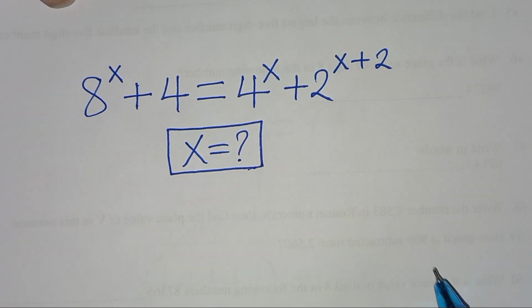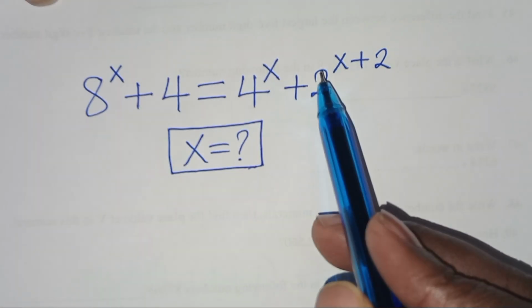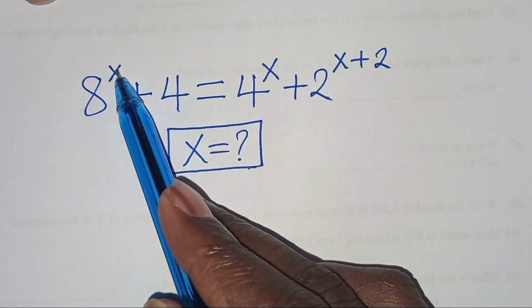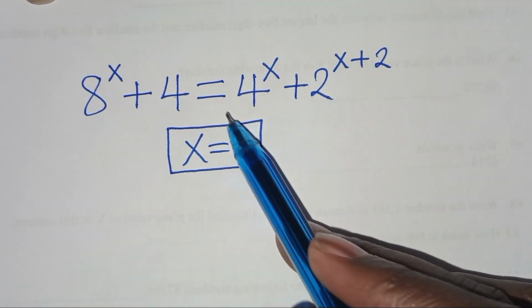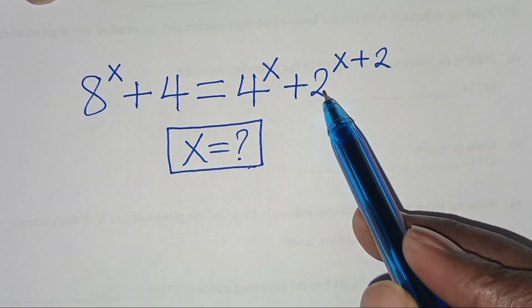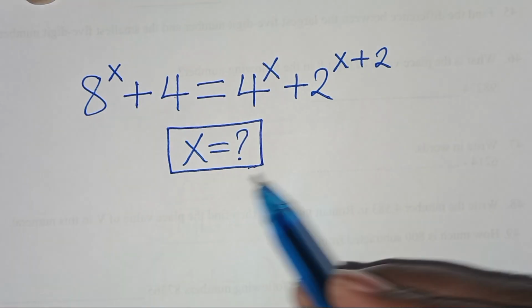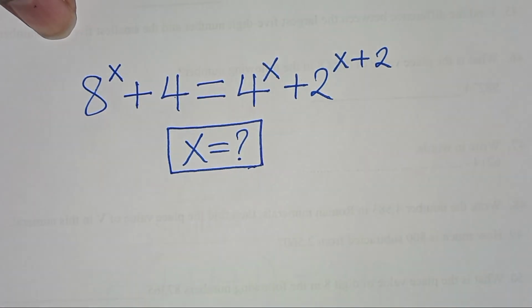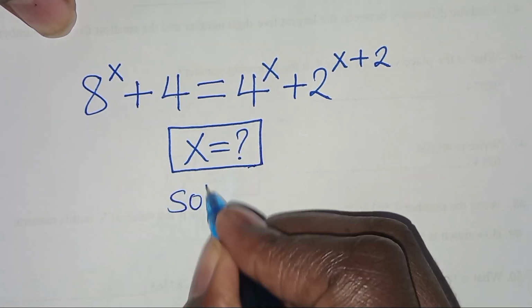Everyone, you're welcome to solve this nice exponential problem, which is 8 to the power x plus 4 equals 4 to the power x plus 2 to the power x plus 2. What is the value of x? Now, let's provide a solution here.